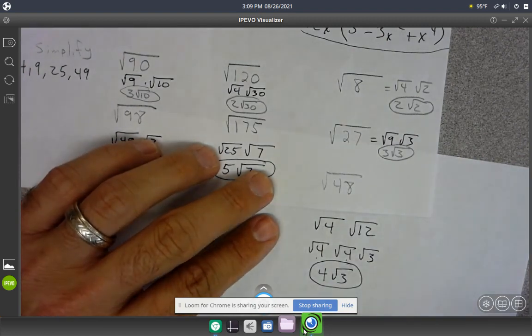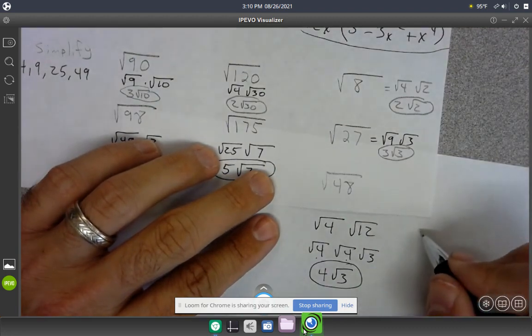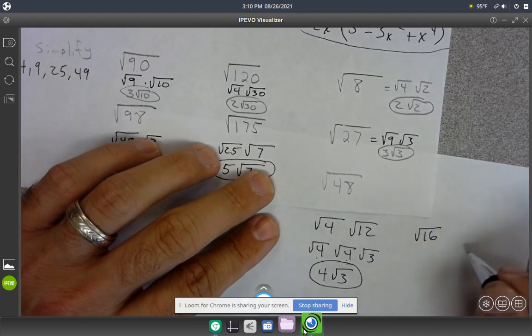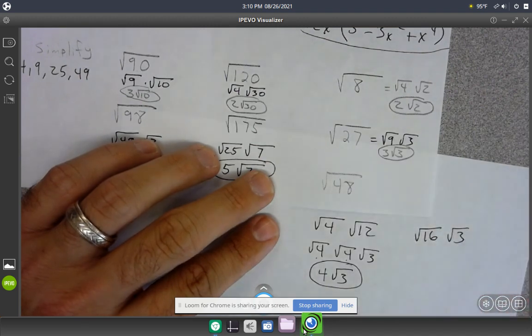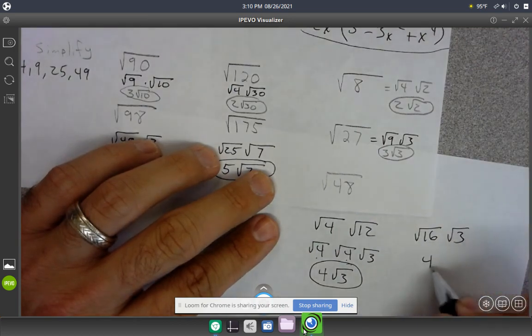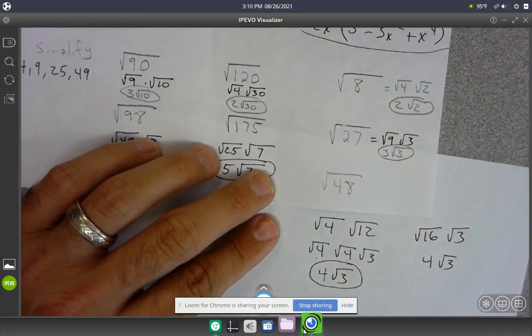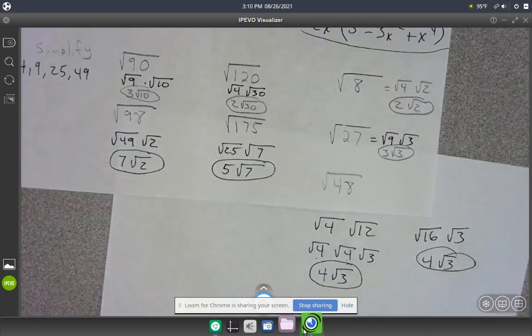All right. The other way, if you want to break down the square root of 48 directly, it would just be, think of it as 16 times 3 if your brain works like that. And then this just becomes a 4, and that just stays the root 3. Awesome.